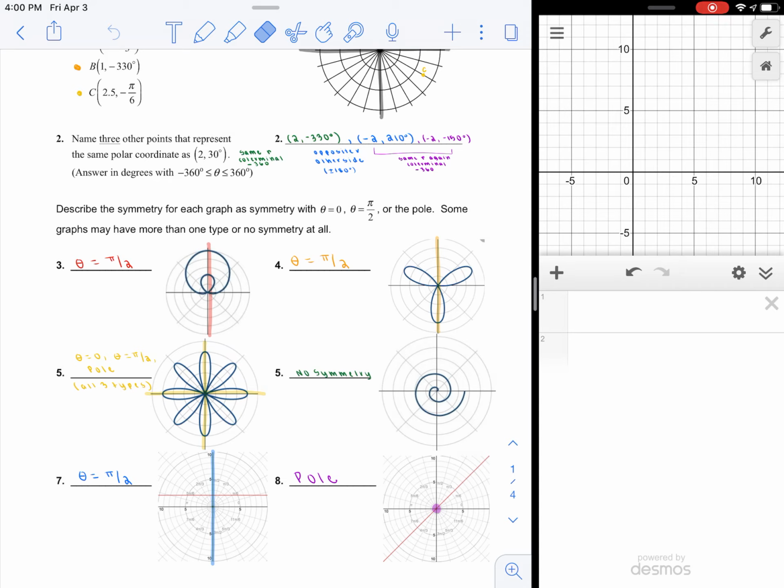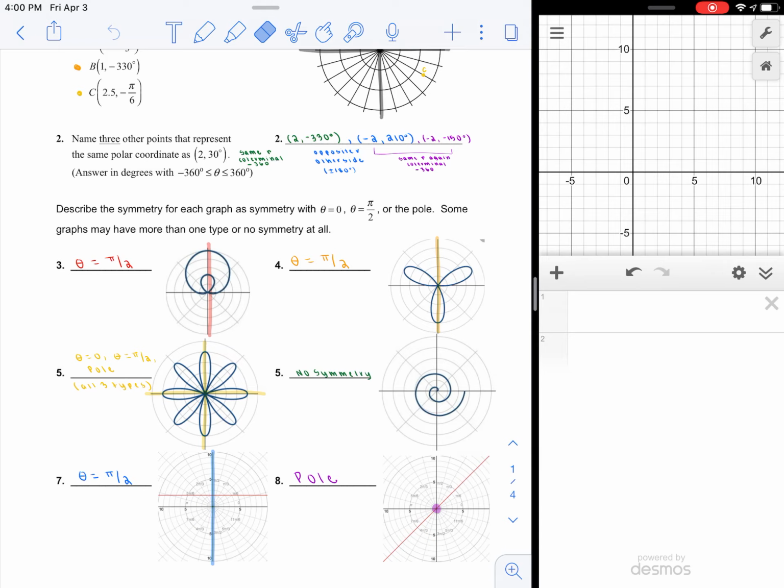Remember that theta equals 0 is representing the x-axis. Theta equals pi over 2 is representing the y-axis. And remember, the pole is when we rotate 180 degrees and you get the same exact graph. So check those answers. Let me know if you have any questions. You obviously can see I used highlighters to show how that symmetry worked for each of these problems.